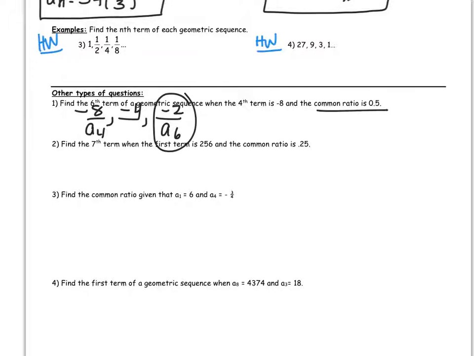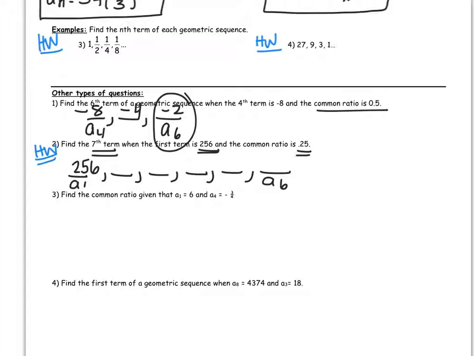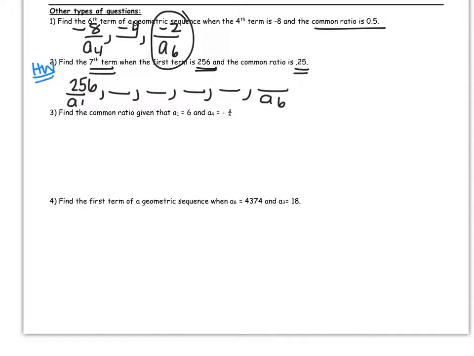All right, number 2. Find the seventh term when the first term is 256 and the common ratio is 0.25. So we could actually count that out again. My first term, a sub 1, is 256, a sub 2, a sub 3, 4, 5, and 6. Okay, so we honestly just follow the pattern. So take a minute, multiply 256 by 0.25, put a number here, and then so on and so on. And tell me what a sub 6 is, and we'll leave that one for homework as well. So what I'd really like you to do now is talk about question 3 and 4.